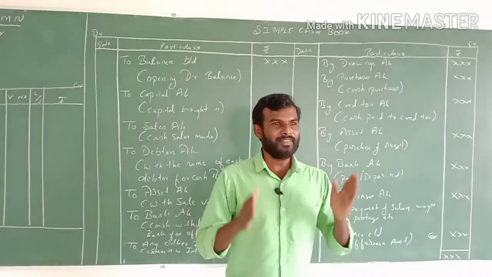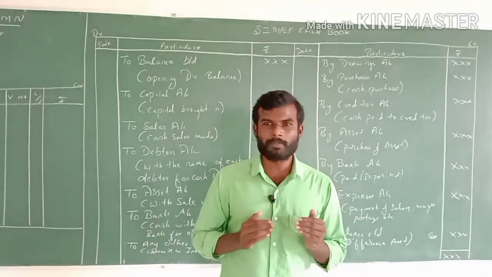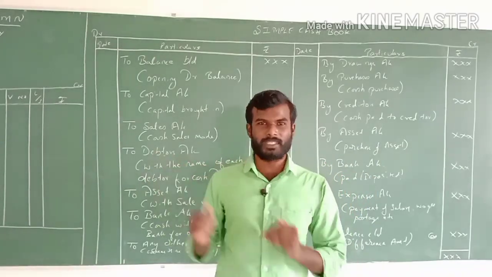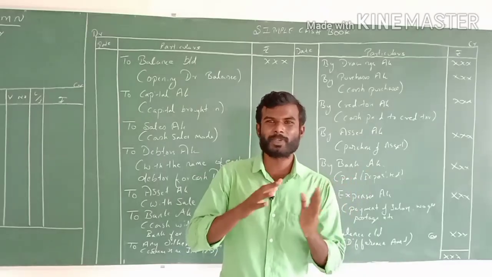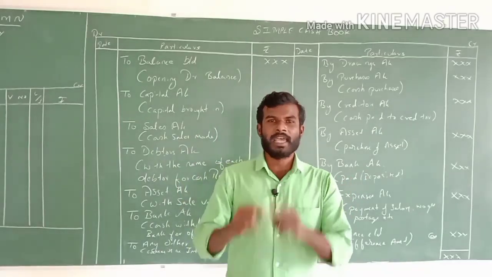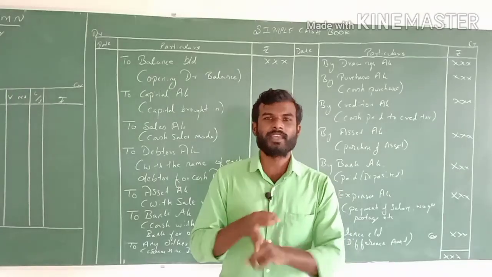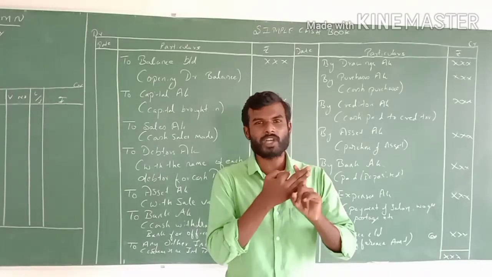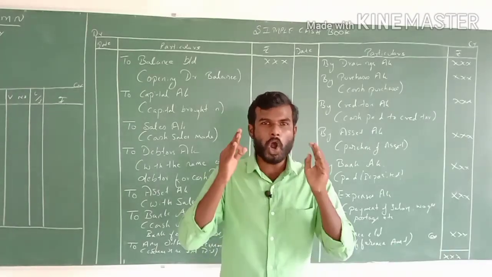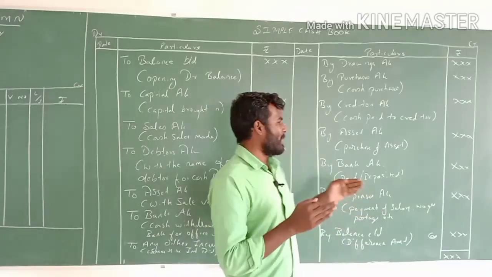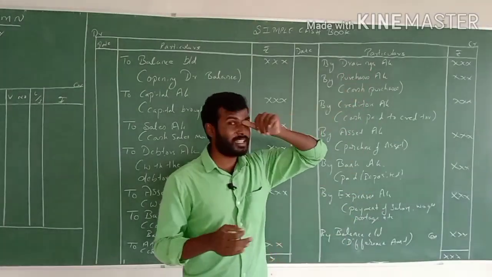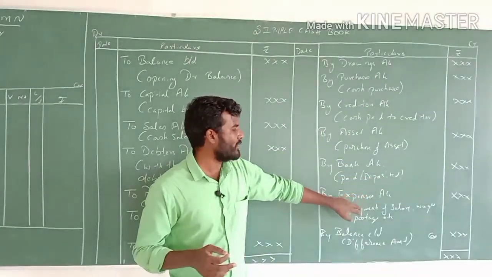We can say there are a lot of expenses for the smooth running of the business. It may be some petty expenses or some major expenses like salaries to the employees, rent of the building, postage, or many other expenses. So all the expenses will be recorded under which side? We can say under the credit side of the cash book.